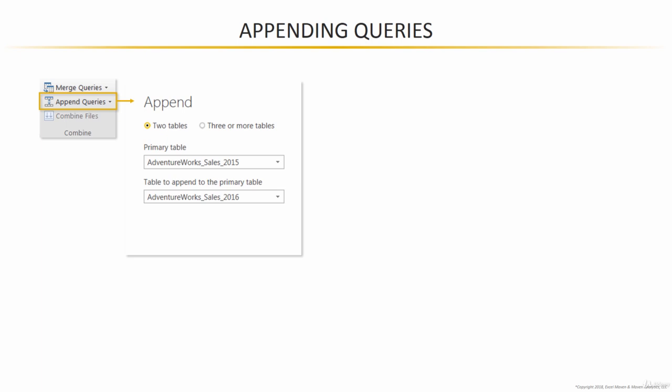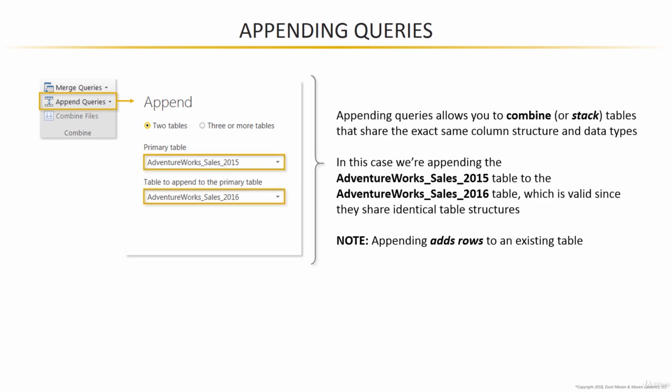Now, both merging and appending are similar in that they're adding information to an existing table, but they're different in that merging is adding columns and appending is stacking rows. So basically, appending queries allows you to combine or stack 2 tables, assuming they share the exact same column structure and data types. So keep that in mind: same structure, same data types.